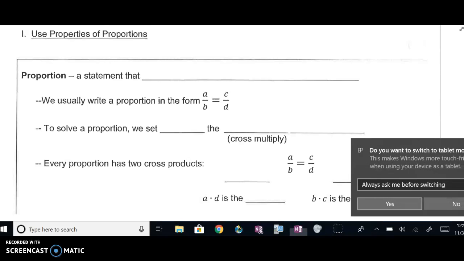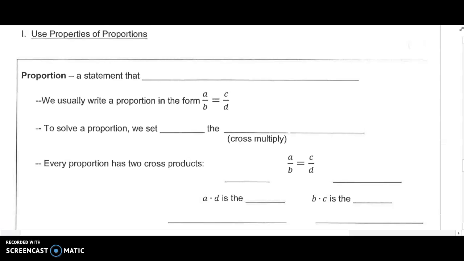All right, so we're going to pick up where we left off with ratios, and now we're going to talk about what a proportion is. A proportion is a statement that two ratios, two comparison statements, are equal. And we usually write a proportion in fraction form, comparing A is to B, C is to D, is how you would read this right here.